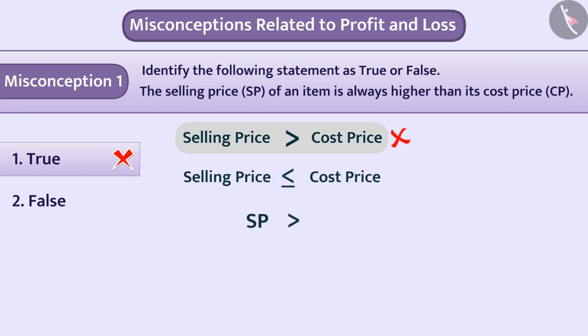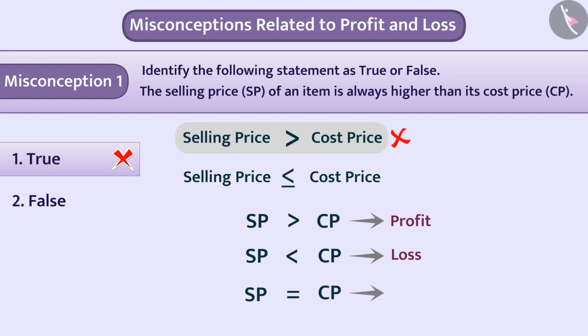If SP is greater than CP, then there is profit in the transaction. If SP is less than CP, then there is loss in the transaction. If SP is equal to CP, then there is neither profit nor loss in the transaction. Hence, option 2 is the correct answer.